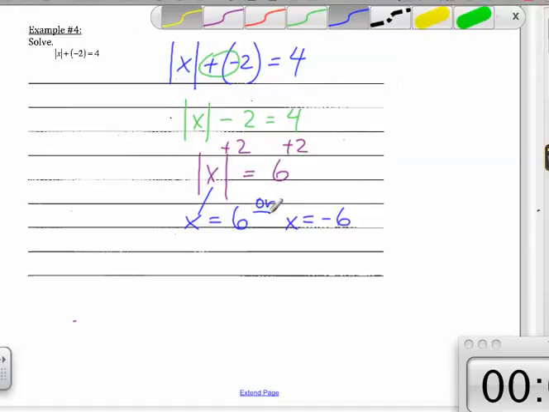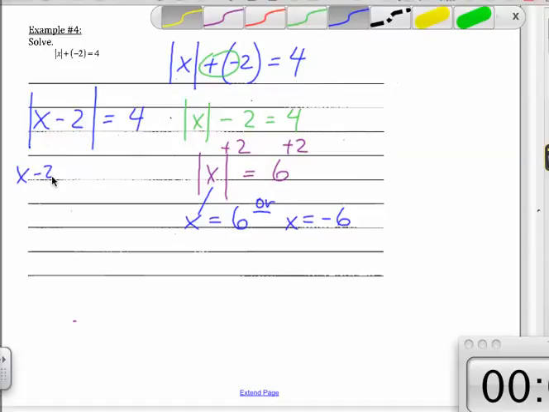Because sometimes, guys, you're going to see something that looks like this. The absolute value of x minus 2 is equal to 4. Now it's not just x in there. I actually have to write this equation twice. I have to solve it twice. X minus 2 can equal 4.